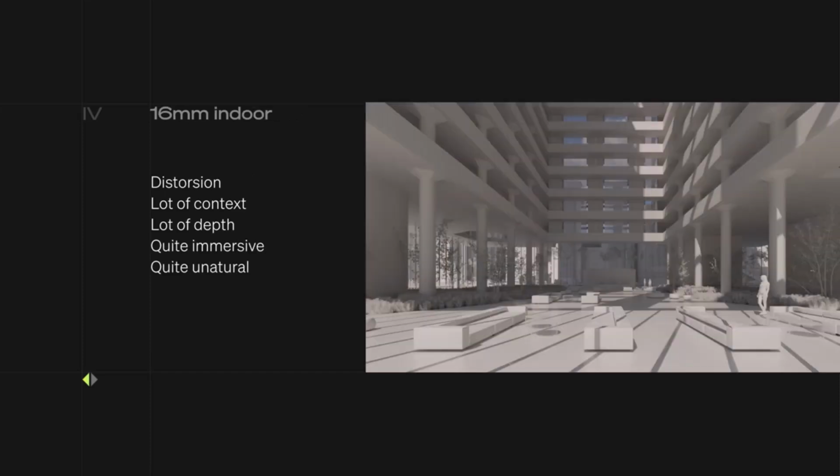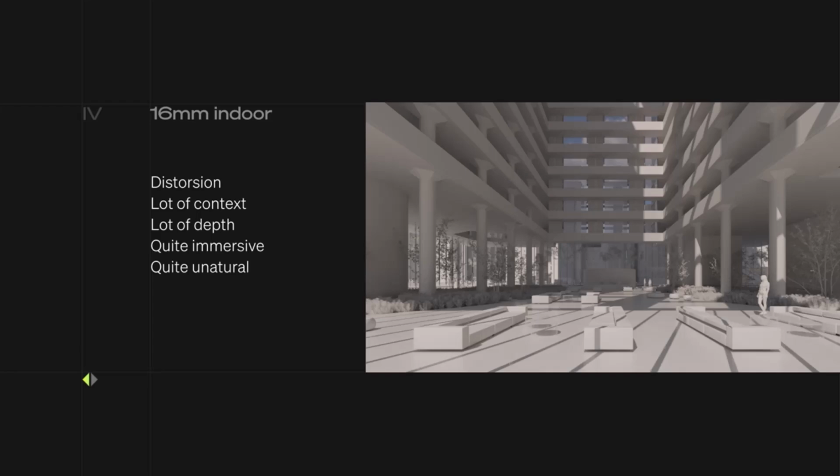Now for the interior space, a 16 millimeter. Since interior spaces are a little bit smaller, we tend to work with smaller focal lengths, but we can still use the whole range of focal lengths in an interesting way. So at 16 millimeter, you have a lot of distortion happening. You have the whole context of the building, or the space at least. We have what we would call an establishing shot. A lot of depth, very immersive, a little bit unnatural, even though here it's actually okay.